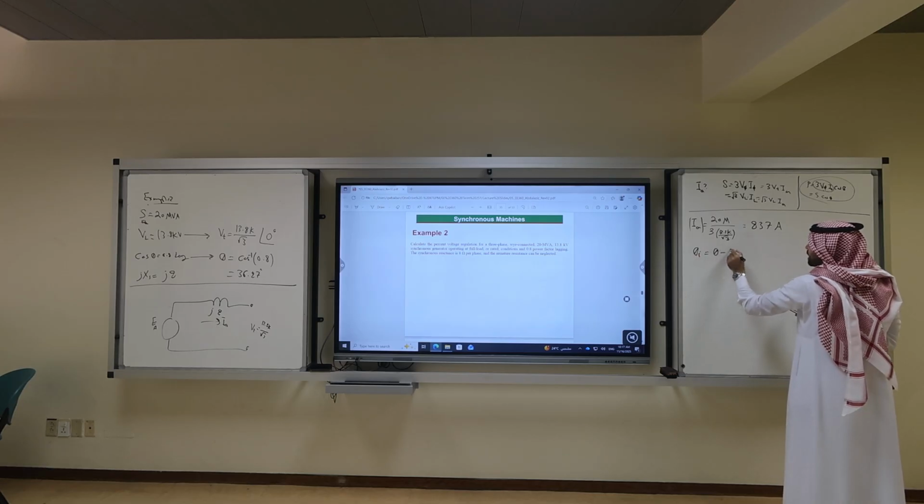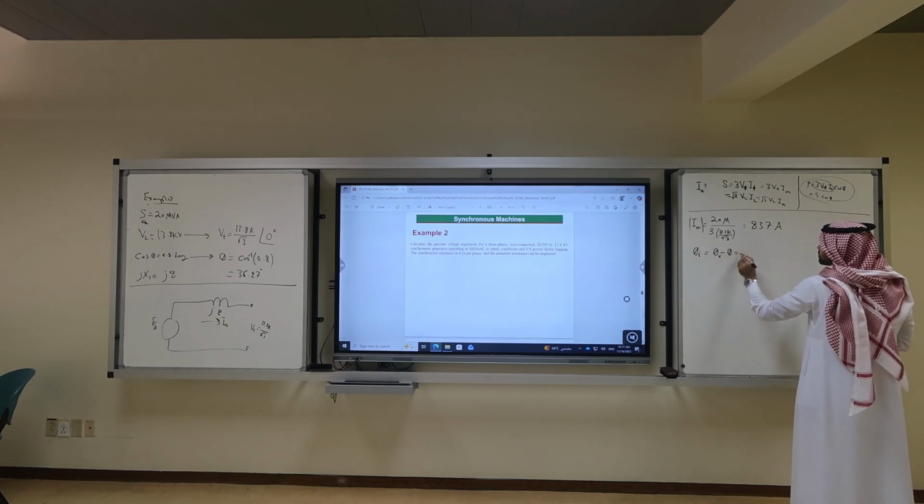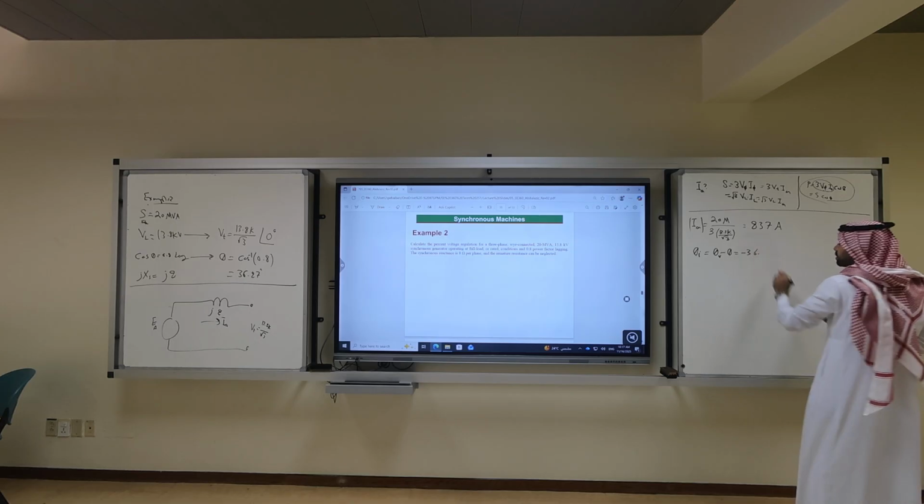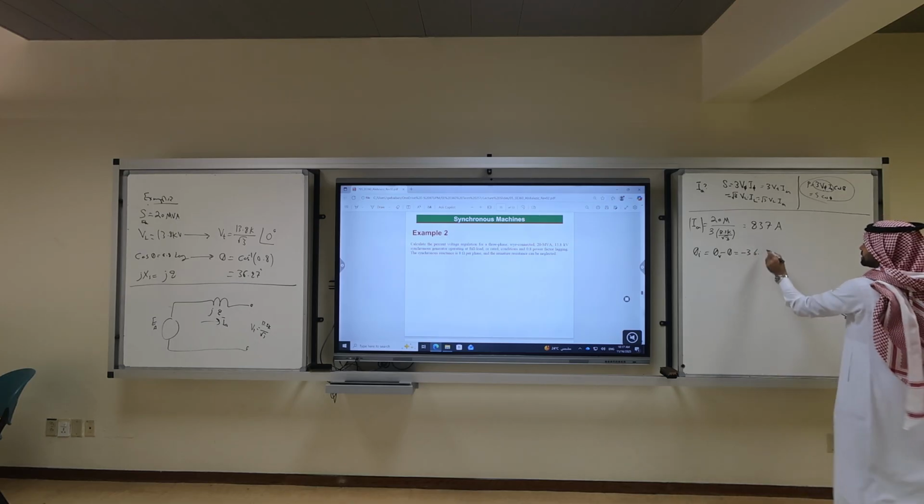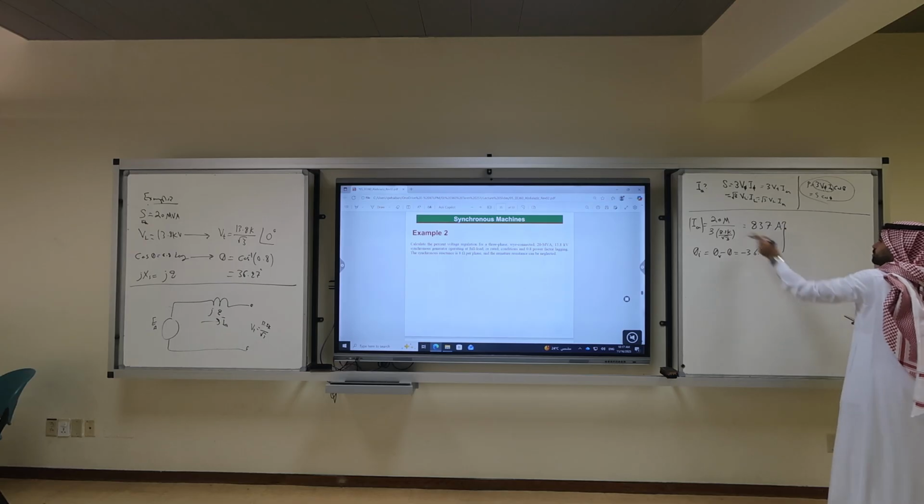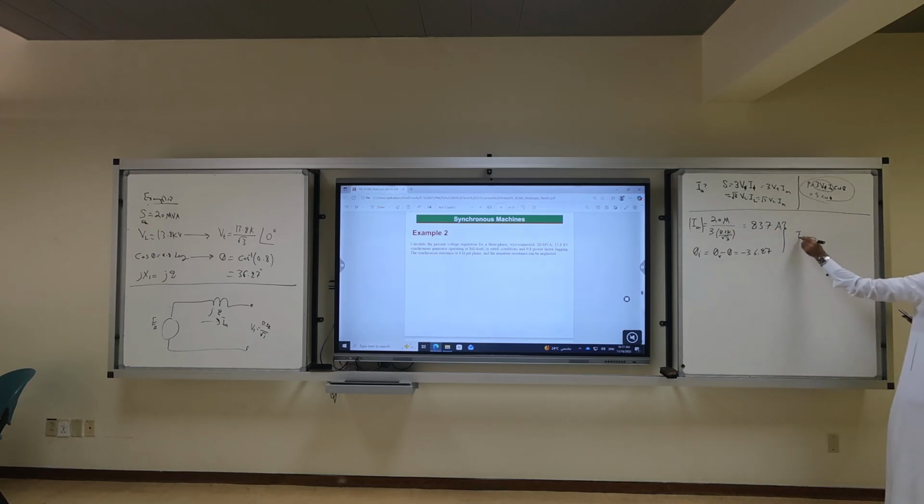So what is theta I? It's theta minus V theta, which is minus 36.87. So from these two pieces of information, IA is 837 angle minus 36.87 amps.